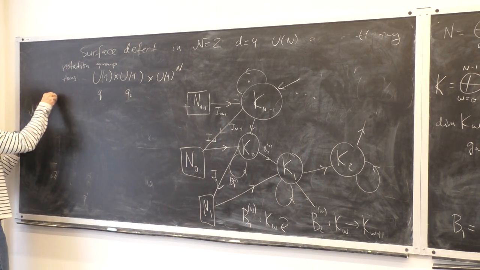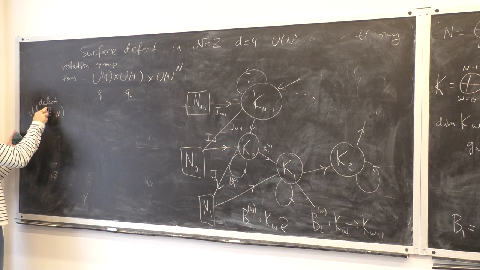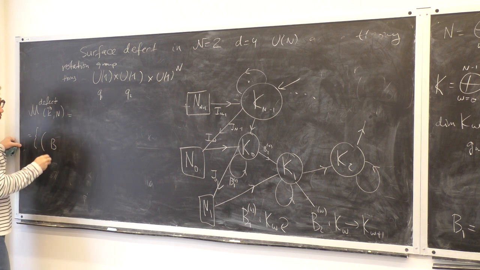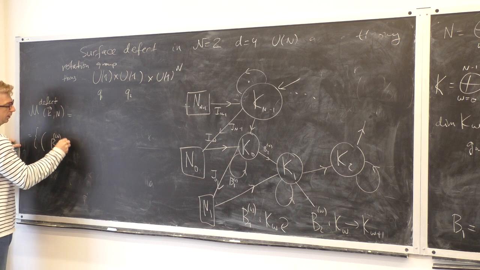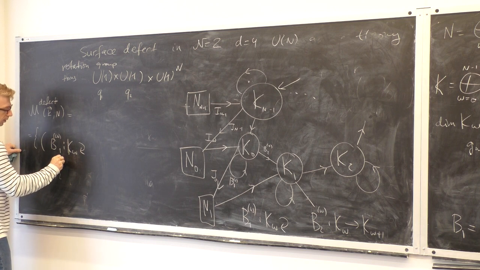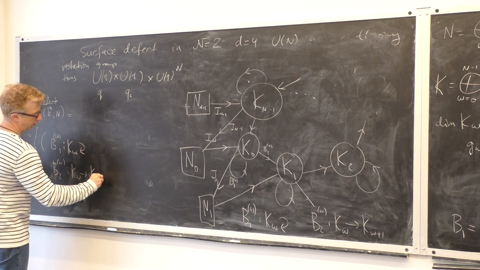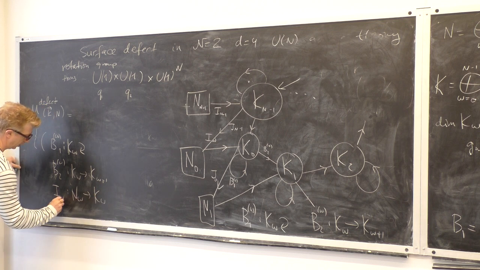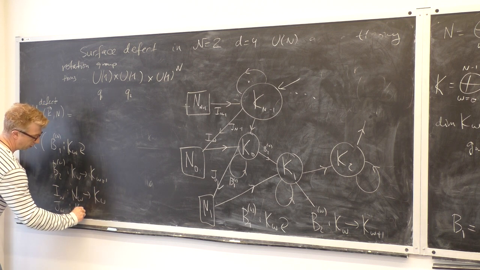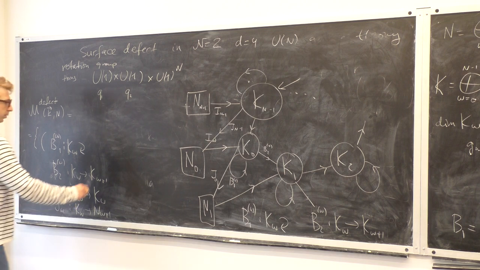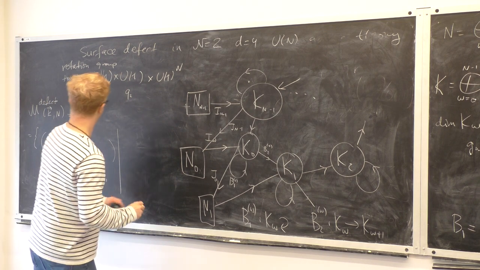So this defect moduli space, the component which depends on K vector, is the space of collections of matrices B1 omega. So B1 omega acts from K omega to itself. B2 omega acts from K omega to K omega plus 1. I omega maps N omega to K omega. And J omega maps K omega to N omega plus 1. So we impose the following equation.